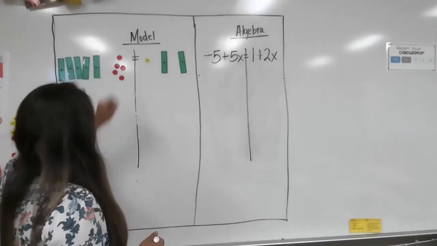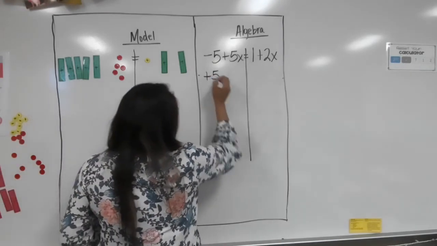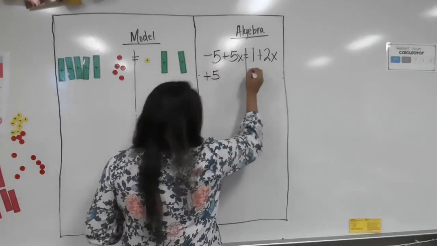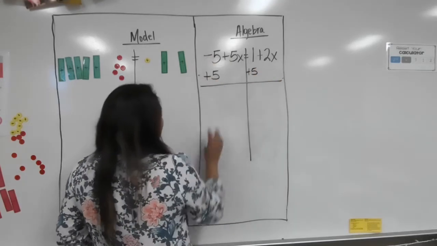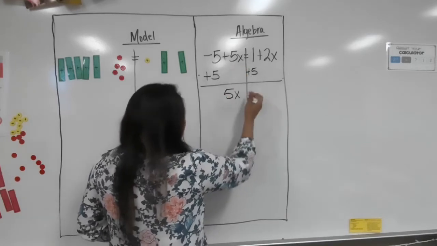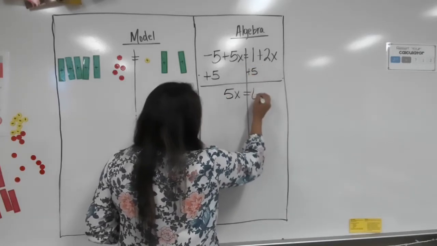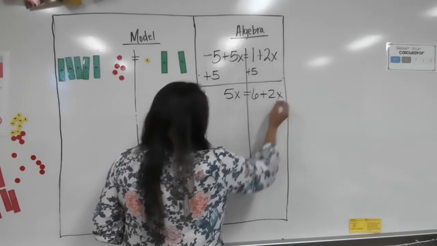So I have 5 negative constants. The opposite of 5 negatives is 5 positives. What I do to one side, I do to the other. Negative 5 and positive 5 make 0. 5x and 0 makes 5x. 1 plus 5 is 6. And 2x plus nothing is still positive 2x.